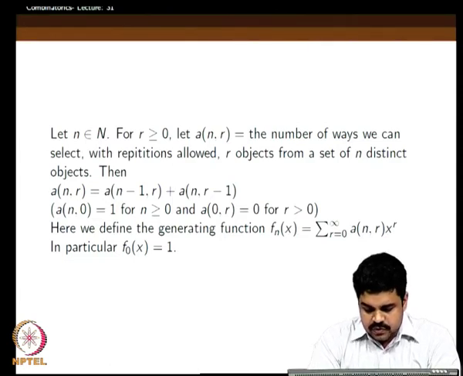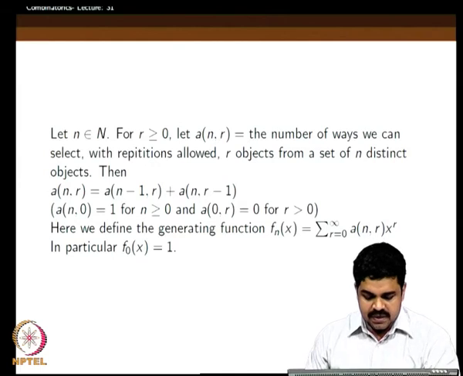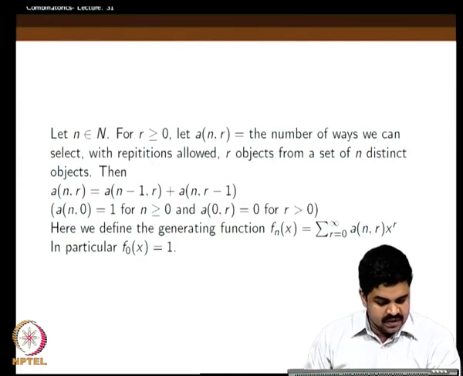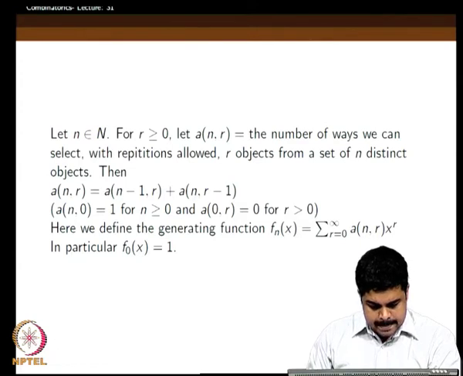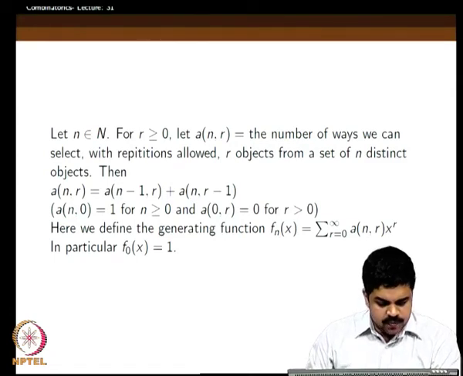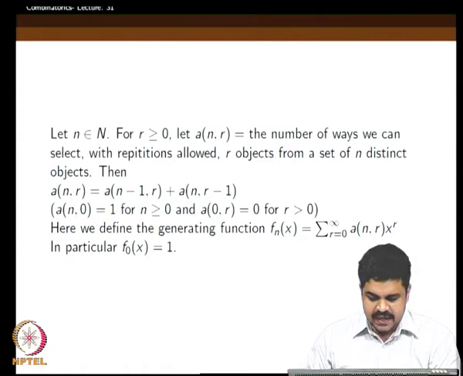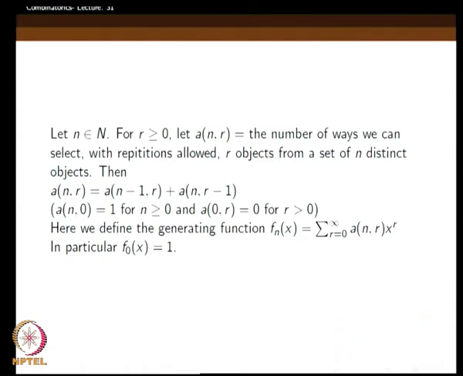So, n plus r minus 1 choose r, that is what we have seen, right. And now we want to get the same thing using the method of generating functions, just for practice. Though we already know it.